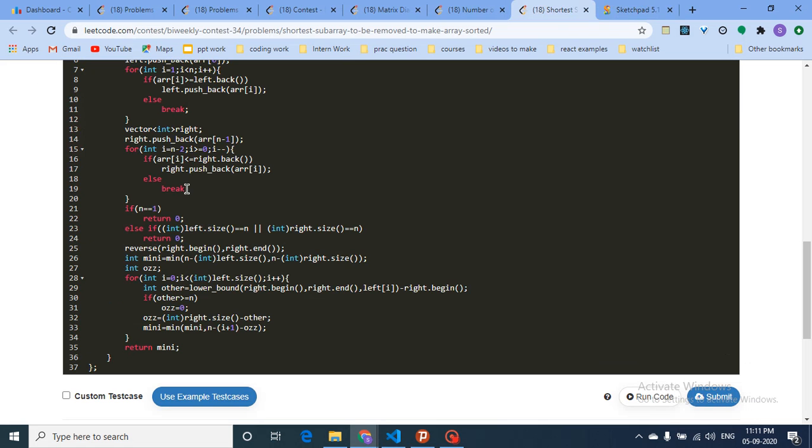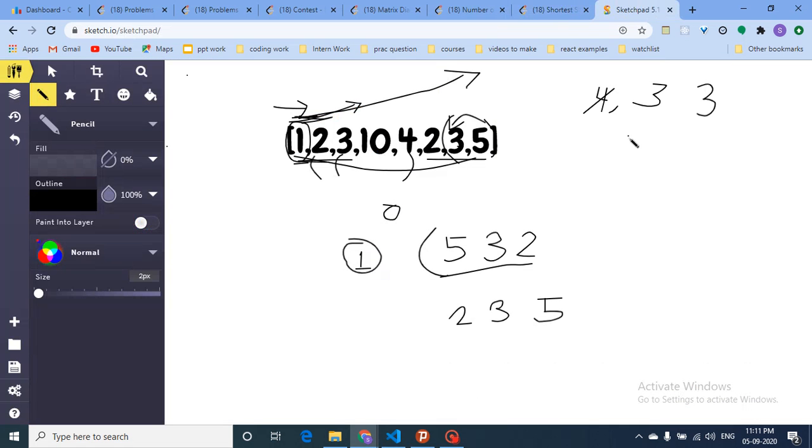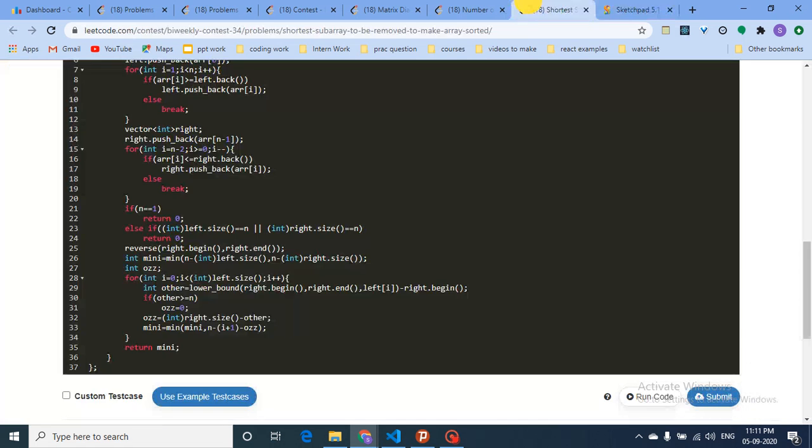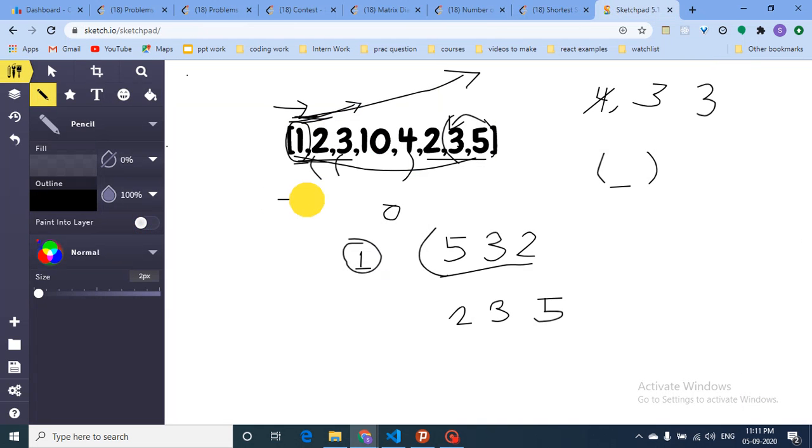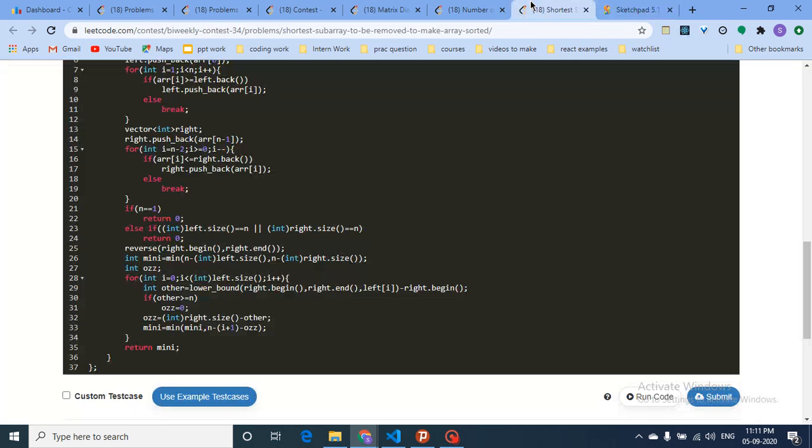But there are two cases also. If n is equal to 1, which means the length of the whole array is only 1, then we don't have to do anything. The answer is just 0. Also, as we have told you, if the increasing length, if the right is equal to n, what does this mean? If the whole array is increasing, then the left array actually stores all the elements, so the length of this will become equal to n. So if left size is equal to n or right size equal to n, if it is increasing only, you don't have to do anything, so you just return 0.